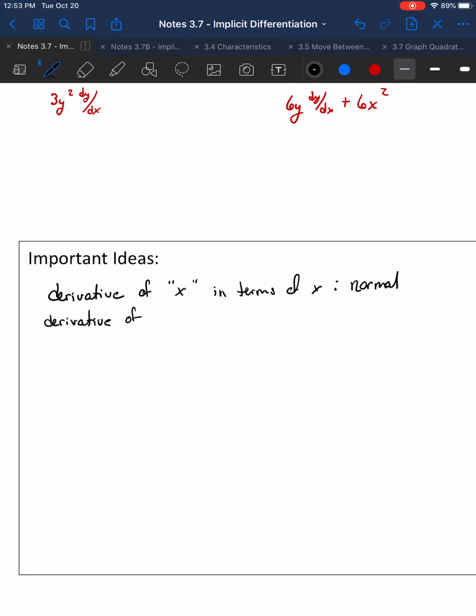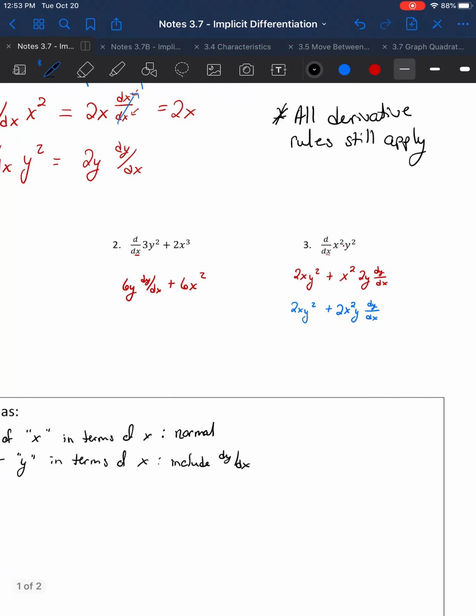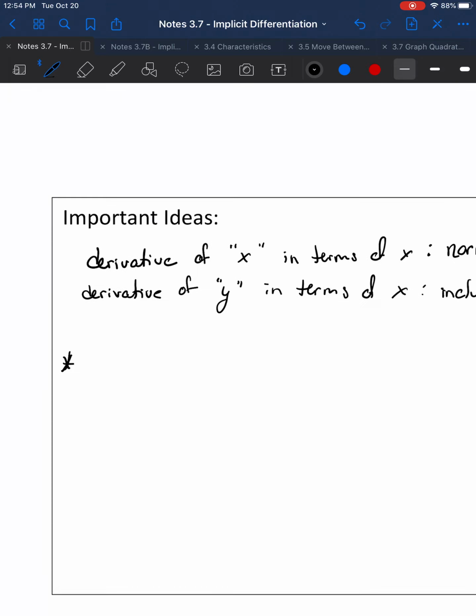Okay, so in our important ideas, the derivative of anything with x in terms of x, we're just going to handle like normal. The derivative of terms with y in terms of x, we must include dy/dx at the end of anything that we take the derivative of that has a y attached to it.